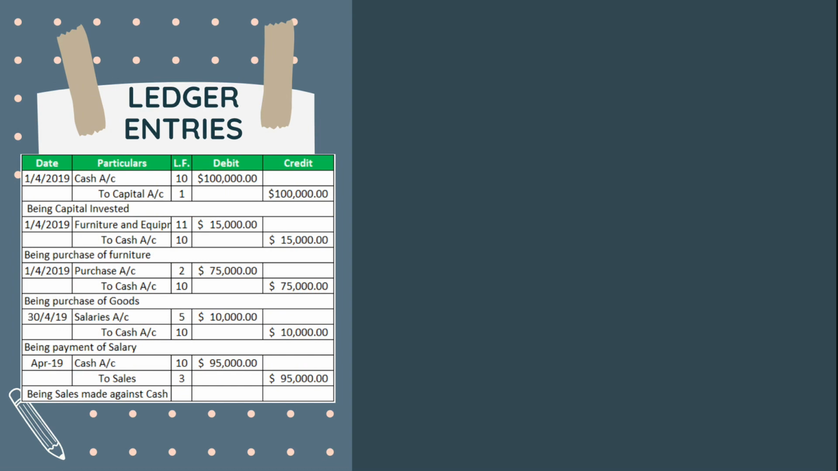And why do ledger entries matter? Ledger entries help keep financial records accurate, organize transactions by account, prepare financial statements, and ensure everything is balanced. For the conclusion, in summary, ledger entries are essential for tracking and organizing financial transactions, helping businesses stay on top of their finances and comply with accounting standards.